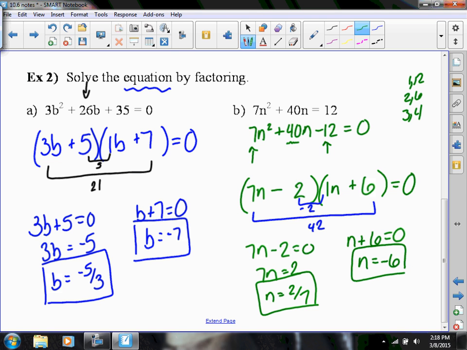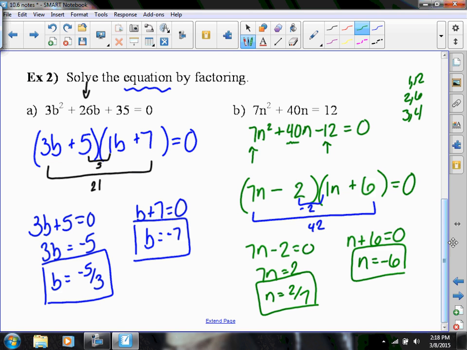And again, you could check to make sure those answers are correct by substituting them back into the original problem. So if I did negative 6 squared, that'd be 36 times 7, and then 40 times negative 6, and I'd have to combine them and make sure I got 12. And you will if you check that.